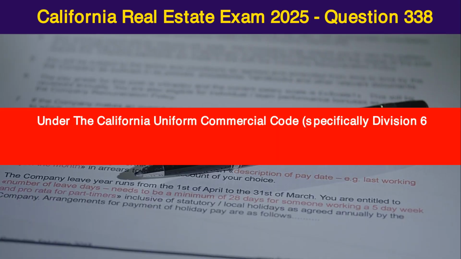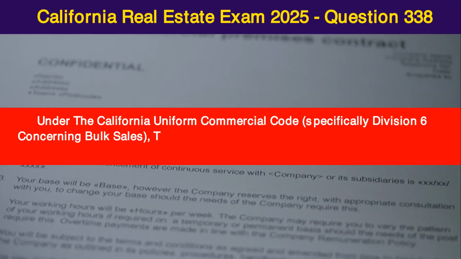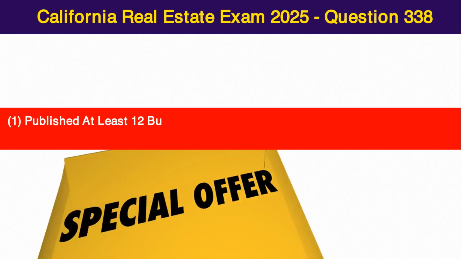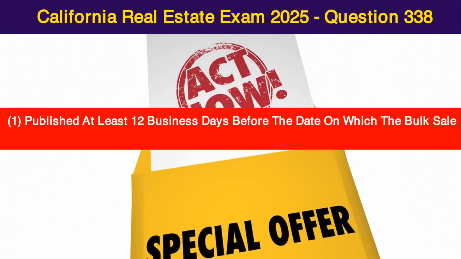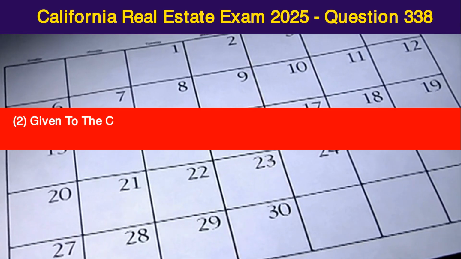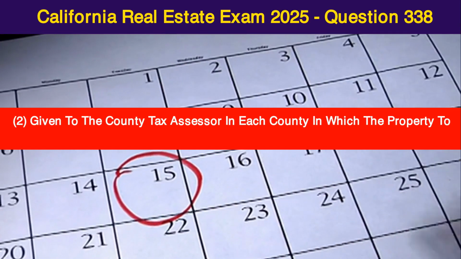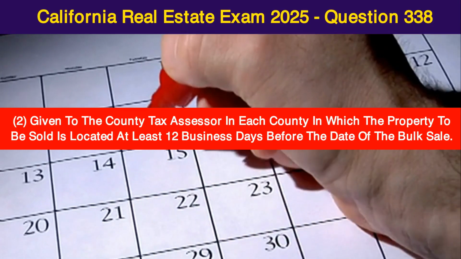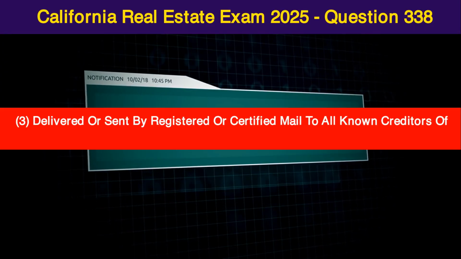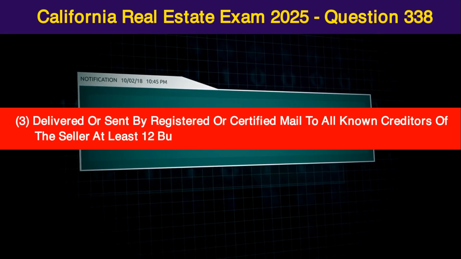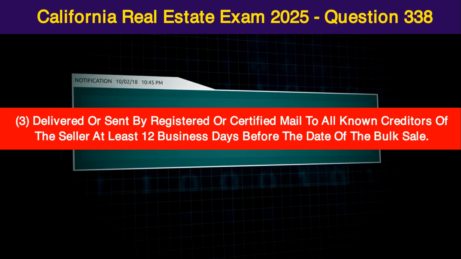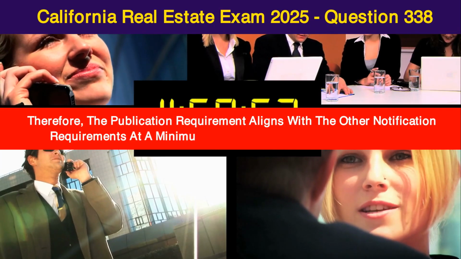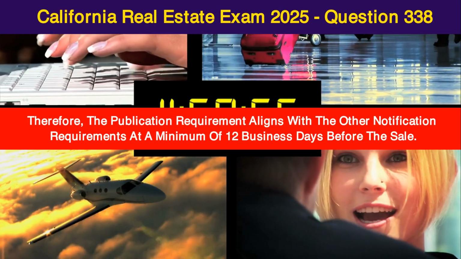Under the California Uniform Commercial Code, specifically Division 6 concerning bulk sales, the notice to creditors of a business making a bulk sale must be: 1. Published at least 12 business days before the date on which the bulk sale is to occur. 2. Given to the county tax assessor in each county in which the property to be sold is located at least 12 business days before the date of the bulk sale. 3. Delivered or sent by registered or certified mail to all known creditors of the seller at least 12 business days before the date of the bulk sale. Therefore, the publication requirement aligns with the other notification requirements at a minimum of 12 business days before the sale.